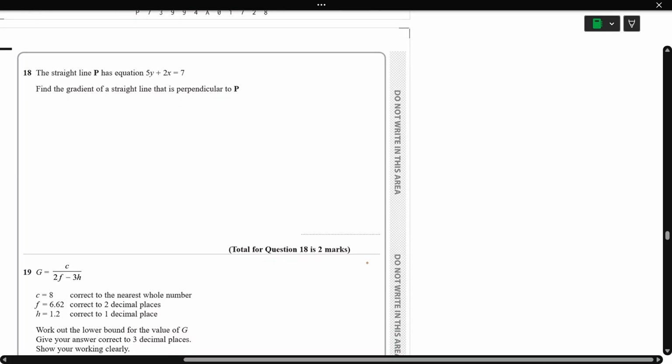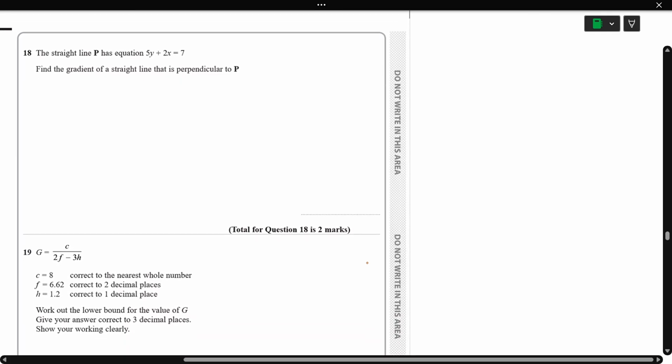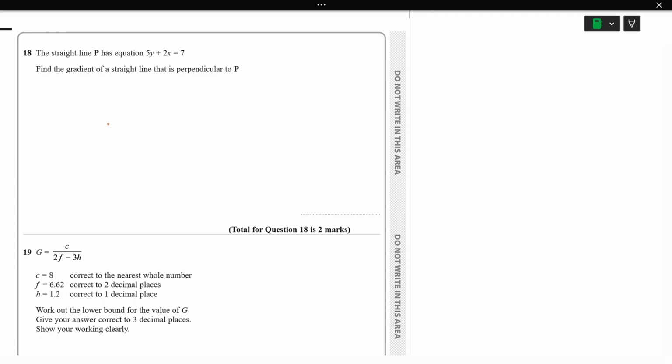Next question, the straight line P has equation 5y plus 2x equal to 7, and find the gradient of the straight line which is perpendicular to P. So the first equation I will change in terms of 5y plus 2x equal to 7. I'll make y the subject. So 5y equal to negative 2x plus 7. So y equal to negative 2x over 5 plus 7 over 5. So this line, the gradient is negative 2 over 5.